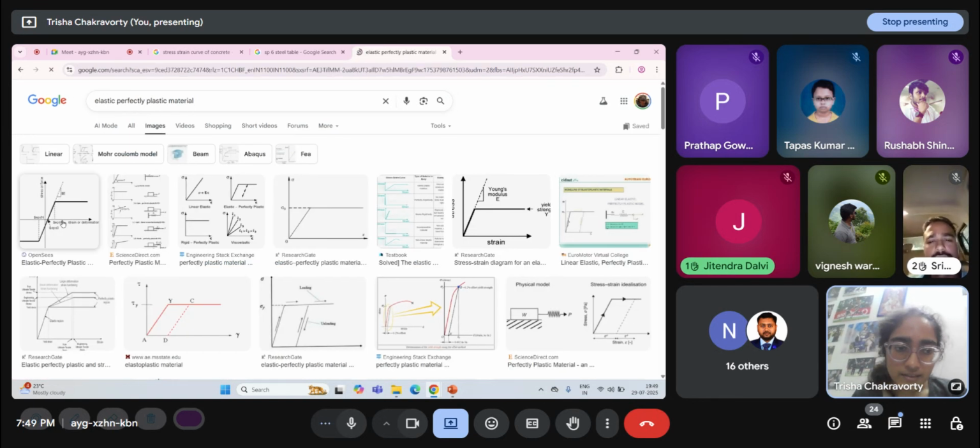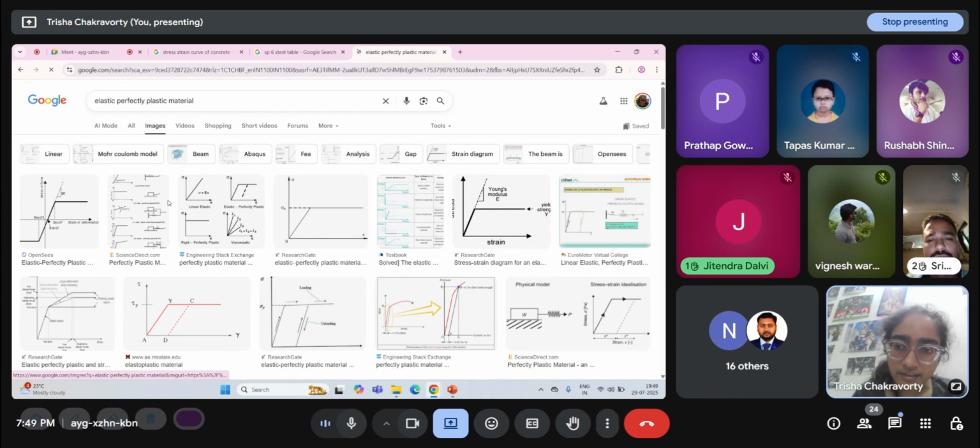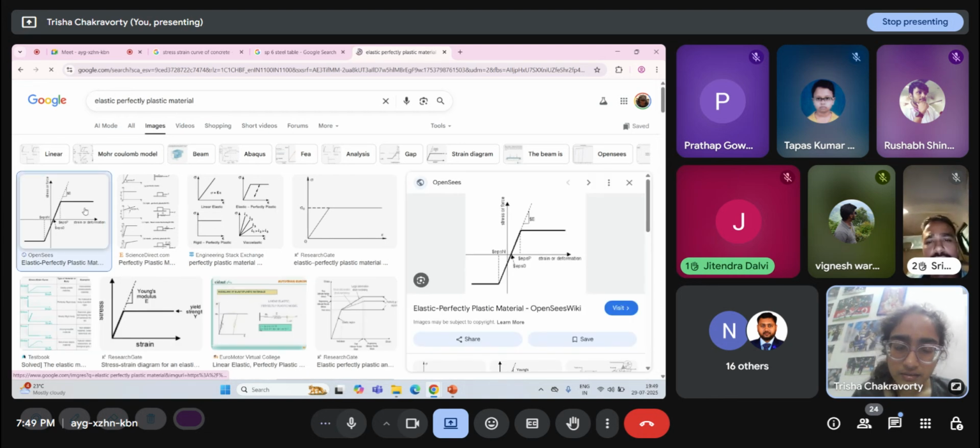Can you see the graphs here in Google? Yes, ma'am. This is an elastic, perfectly plastic material, where this is the elastic region, and in the plastic region, strain is increasing but stress is not increasing at all. So in that case, the yield stress and ultimate stress are the same.